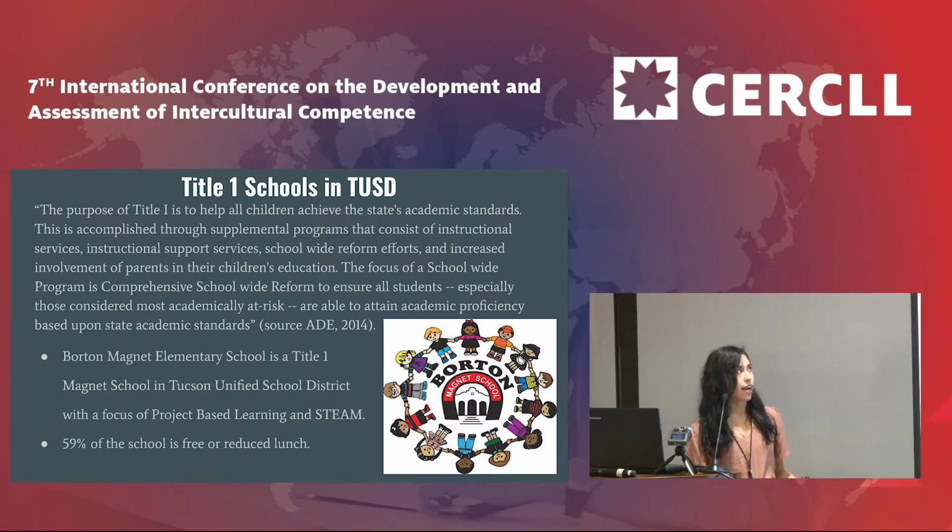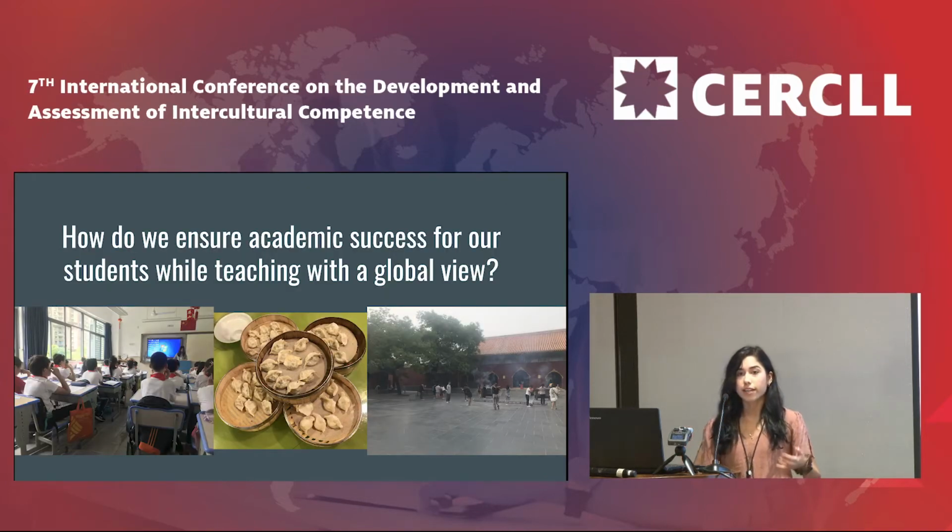So a question I have is, how do we ensure academic success for our students while teaching with a global view? Again, for elementary age teaching practices, I have to align everything with Arizona State curriculum. And so that means that whatever I incorporate into my lessons needs to be intentional, it needs to be authentic, and it needs to follow what the state tells me I need to teach.